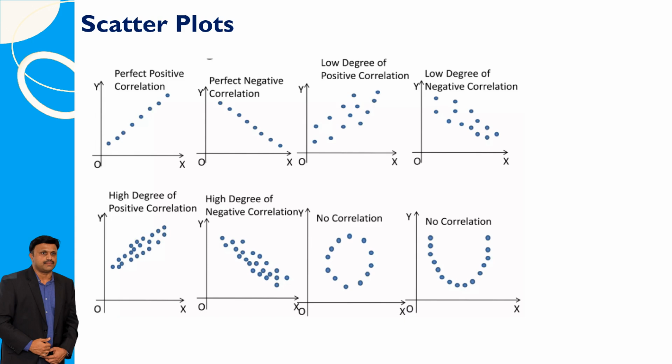A perfect positive correlation occurs when the variables move together in the same direction, while a perfect negative correlation happens when they move in opposite directions. A high degree of positive correlation means the variables are strongly related positively, whereas a high degree of negative correlation indicates a strong inverse relationship. Low degrees of positive or negative correlation show weaker relationships in their respective directions. No correlation signifies no discernible relationship between the variables.